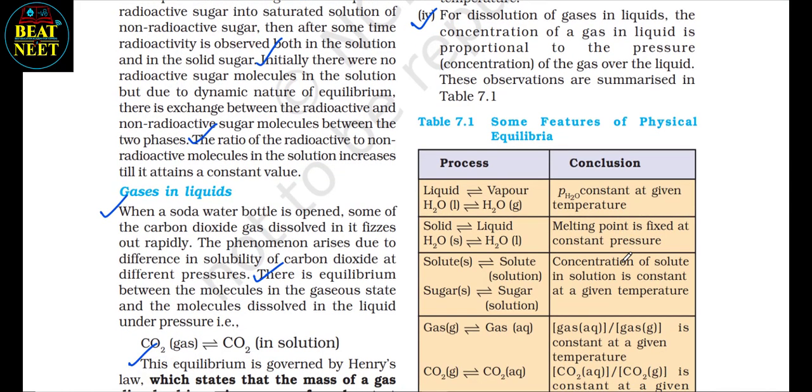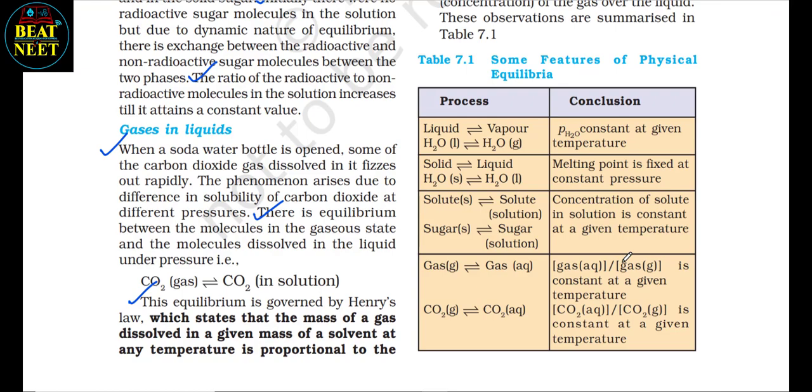These observations are summarized in Table 7.1. Here you can see some features of physical equilibria, that is, the process and the conclusion. In liquid to vapor, that is H2O liquid to H2O vapor, pH2O is constant at a given temperature. In the solid to liquid phase, the melting point is fixed at constant pressure. And in solute to solute solution, just like sugar to sugar solution, the concentration of solute in solution is constant at a given temperature. Gas to gas in aqueous form, that is CO2 gaseous to CO2 aqueous, the concentration is constant at a given temperature.